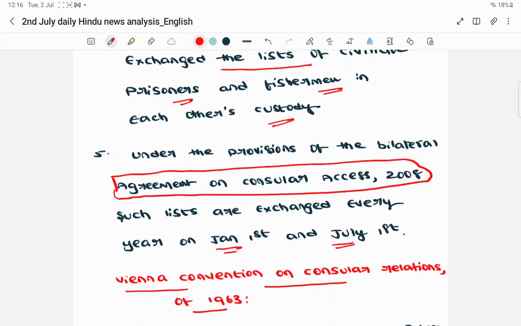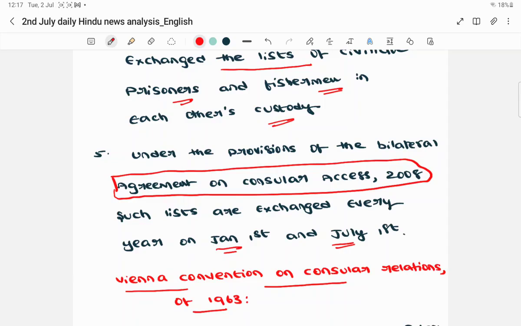Who is basically a consul? A consul is a representative of our country, generally not a diplomat, who is concerned with the welfare of the people of his own country in another country. For example, in the context of Pakistan, our Indian consular wing people will take care of the Indians who are there in Pakistan.